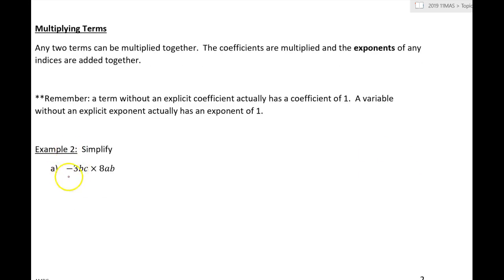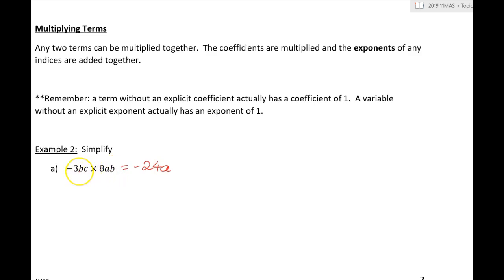Here we go. Now my coefficient, I've got -3 and 8. -3 times 8 is -24. So we can do that part first. There's my -24. Now I have a b. Oh, actually I've got an a. There's an a in this term, there's no a here. I prefer to work in alphabetical order. So we've still got an a. Now I have a b in this term and a b in this term here.